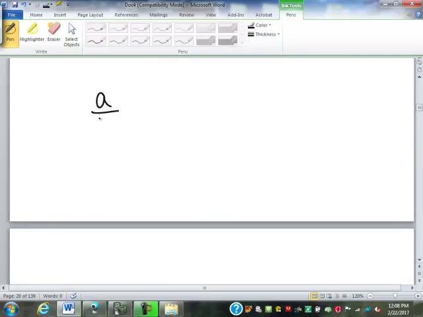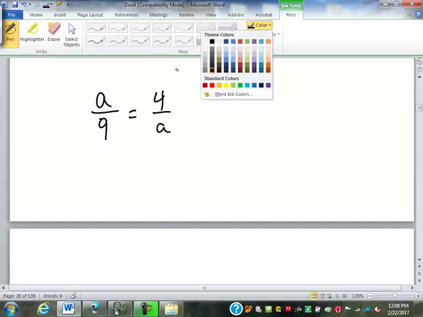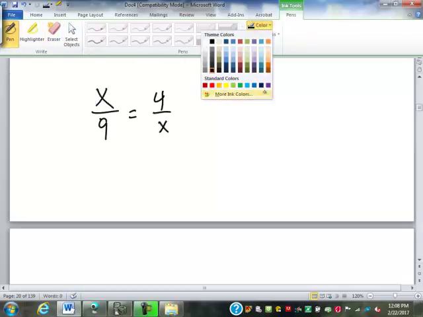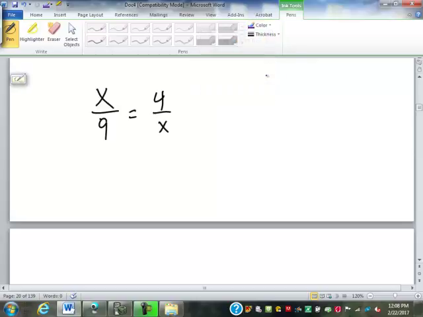For example, if you have a over 9 equals 4 over a. Let's make this a little easier. My a is kind of like 9. Let's say x over 9 equals 4 over x. There's no way to cross multiply and divide this. I have to do the cross products. So I do 4 times 9 is 36. x times x is x squared. So here we have x squared equals 36.